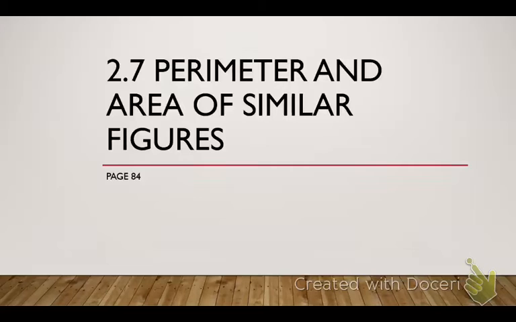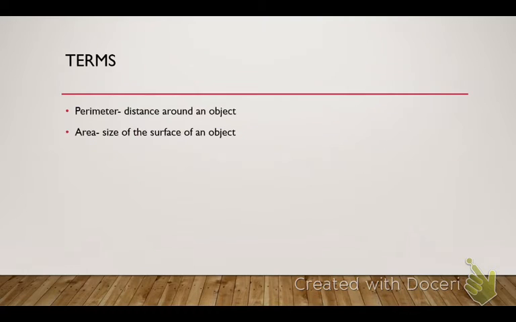Today we're in section 2.7, the perimeter and area of similar figures. It starts on page 84. Okay, well, you need to know what perimeter is. This is more than likely something that you've learned before. The perimeter is the distance around an object. The area is the size of the surface of an object.